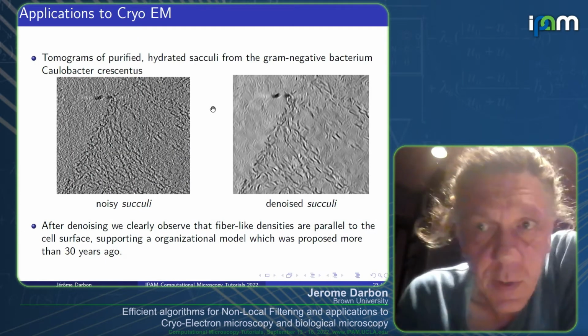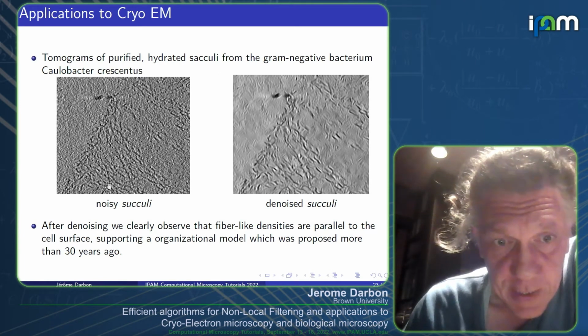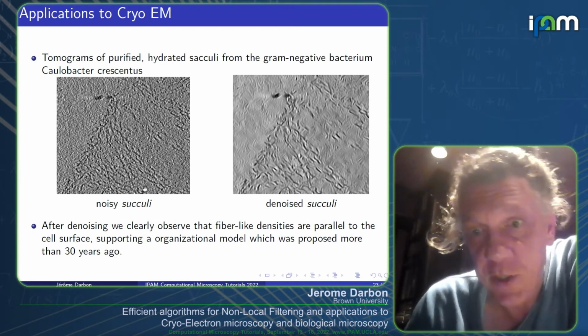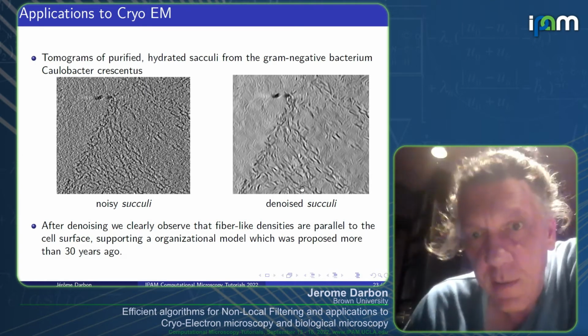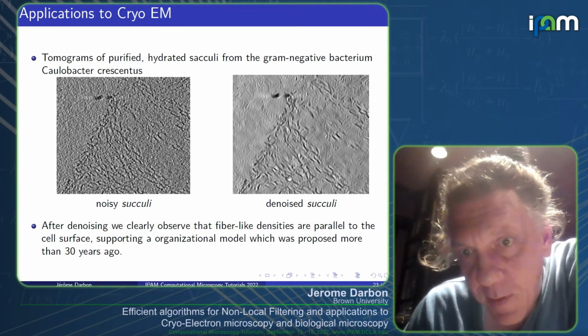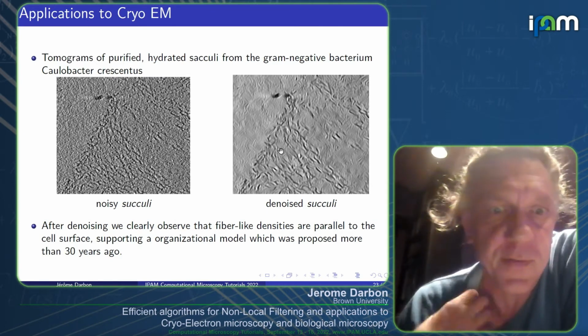I also give you another example from another cryo image, where again, on the left you see the noisy image, and on the right, after the non-local means denoising, we start seeing patterns involving filaments that people were expecting to see.